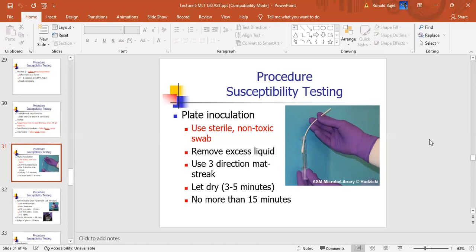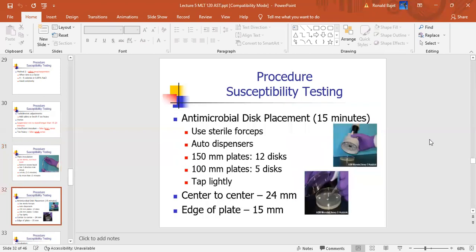And I like to do a 4th. Start at the top and color it left and right. You don't have to be artistic, just color it really quick. And then after you're done streaking for growth, let it dry 3 to 5 minutes, no more than 15, and then you will add your antibiotic discs.